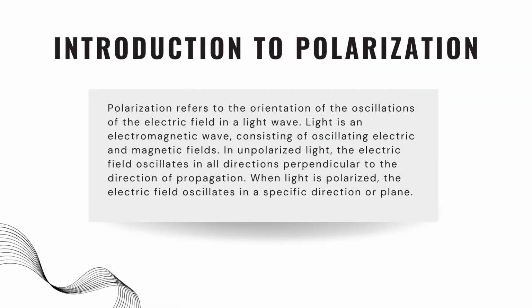Introduction to polarization. Polarization refers to the orientation of the oscillations of the electric field in a light wave. Light is an electromagnetic wave consisting of oscillating electric and magnetic fields. In unpolarized light, the electric field oscillates in all directions perpendicular to the direction of propagation. When light is polarized, the electric field oscillates in a specific direction or plane.